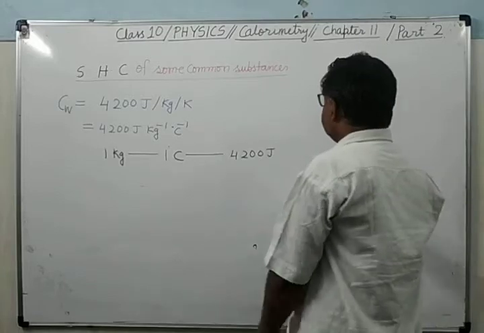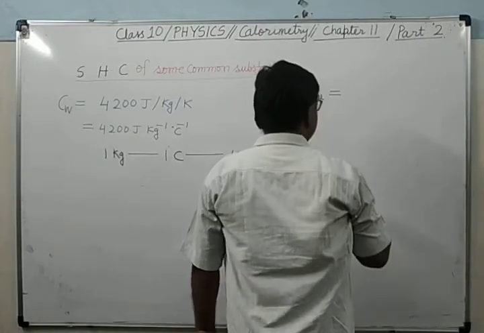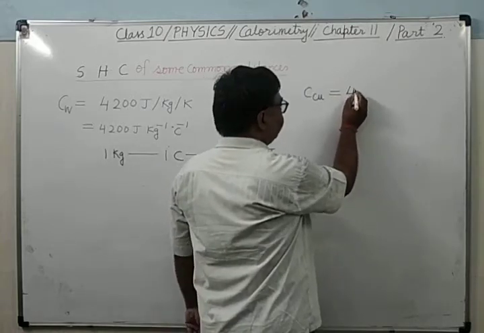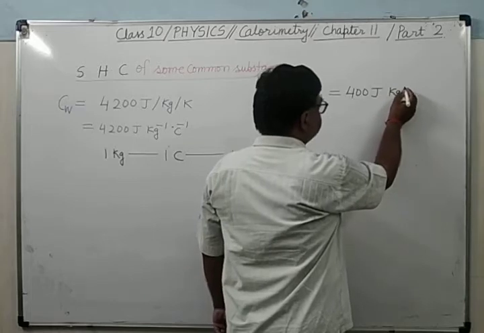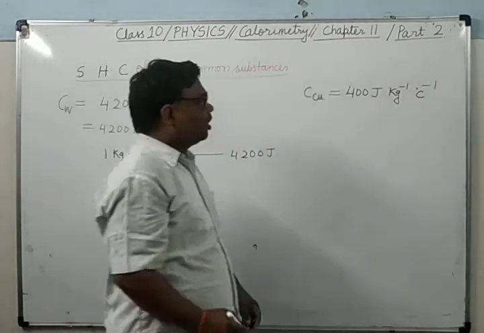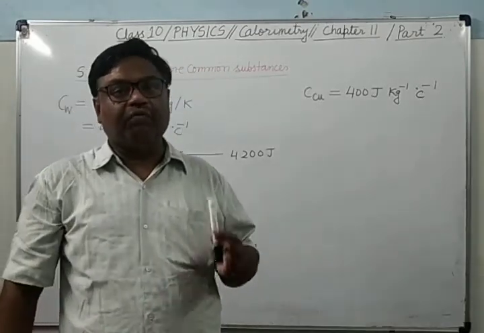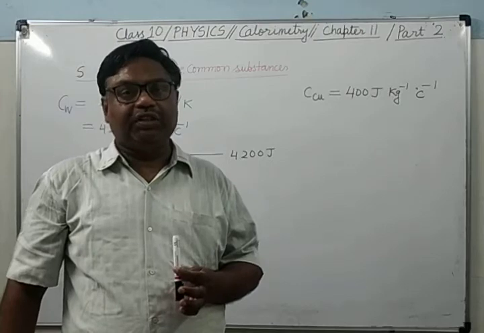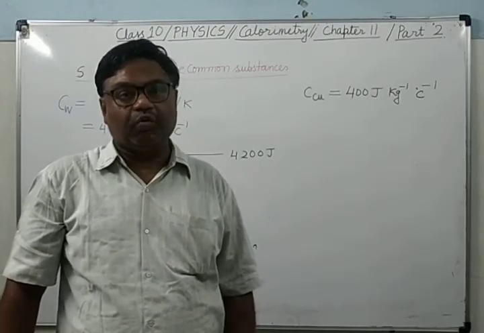Similarly, the SHC of copper is nearly 400 joule per kg per degree Celsius. It means that to raise the temperature of 1 kg of copper by 1 degree Celsius, 400 joule of heat energy will be required.